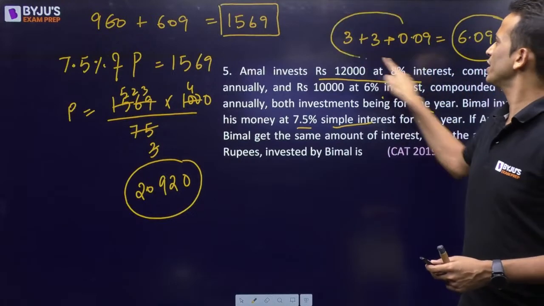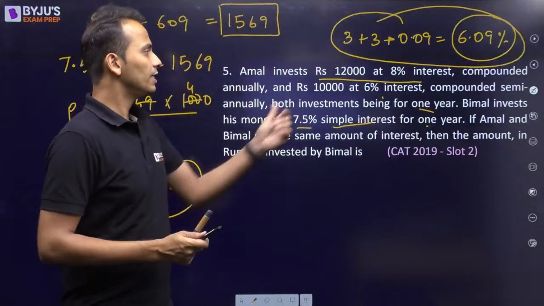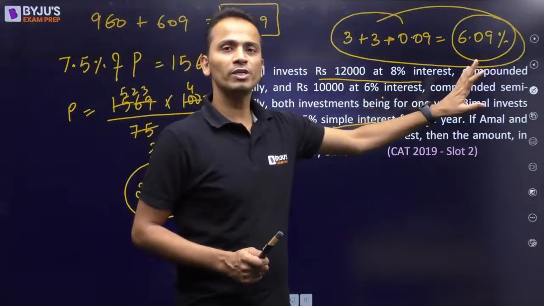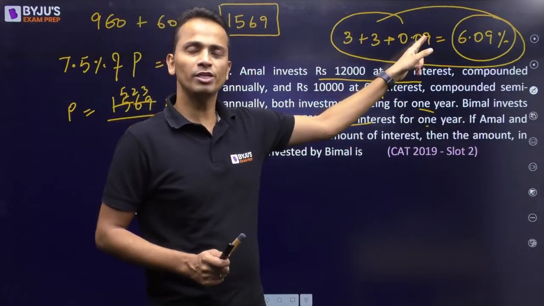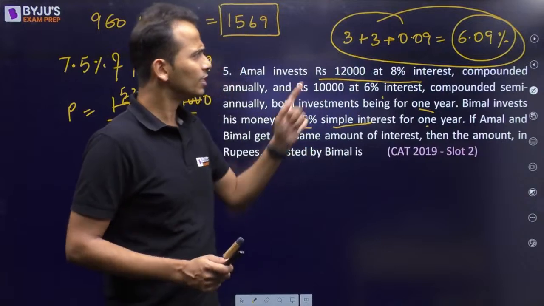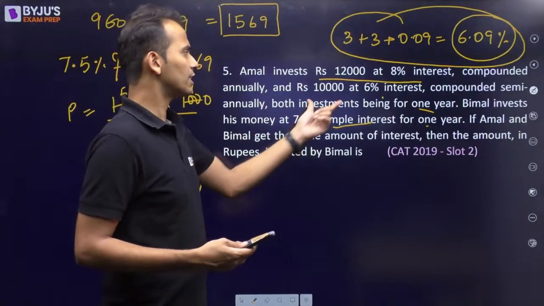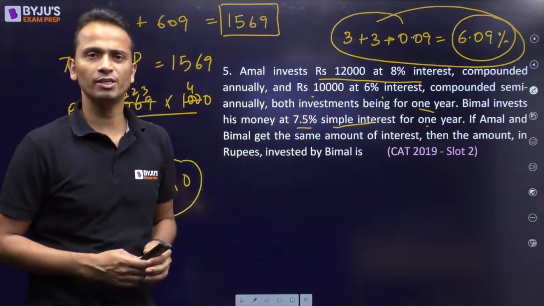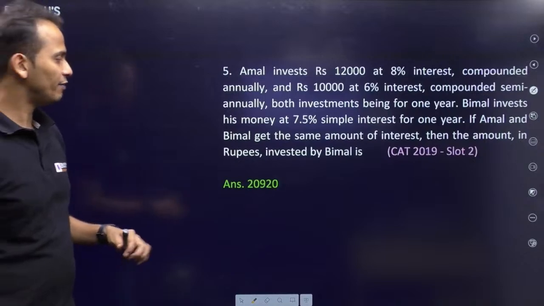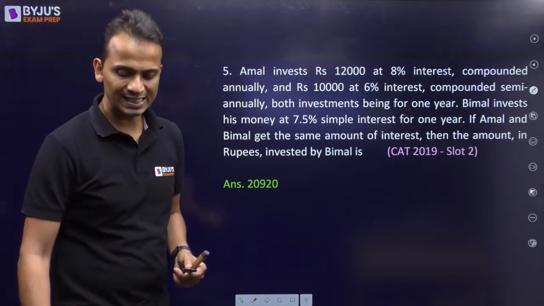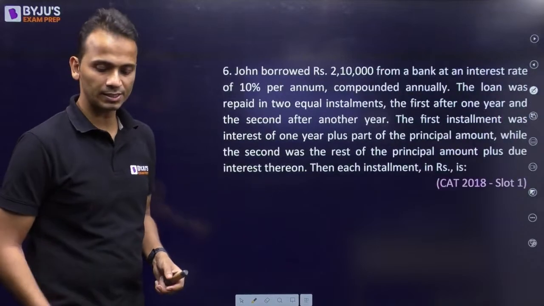Now this was the tricky part to calculate. The second investment by Amal, 10,000, 6% interest compounded semi-annually. So 3 plus 3 plus 3 into 3 upon 100, effective rate of interest 6.09%. Calculating interest was easy because the principal was 10,000. So the answer for question number 5, 20,920, is the correct answer. Wonderful. Next question, question number 6.